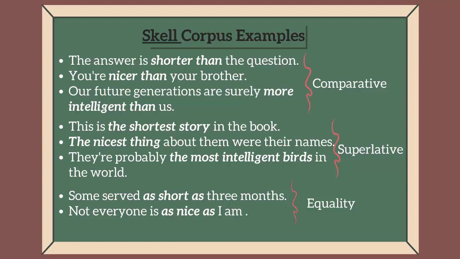This is the shortest story in the book. The nicest thing about them were their names. They are probably the most intelligent birds in the world. We use the superlative form in those sentences.